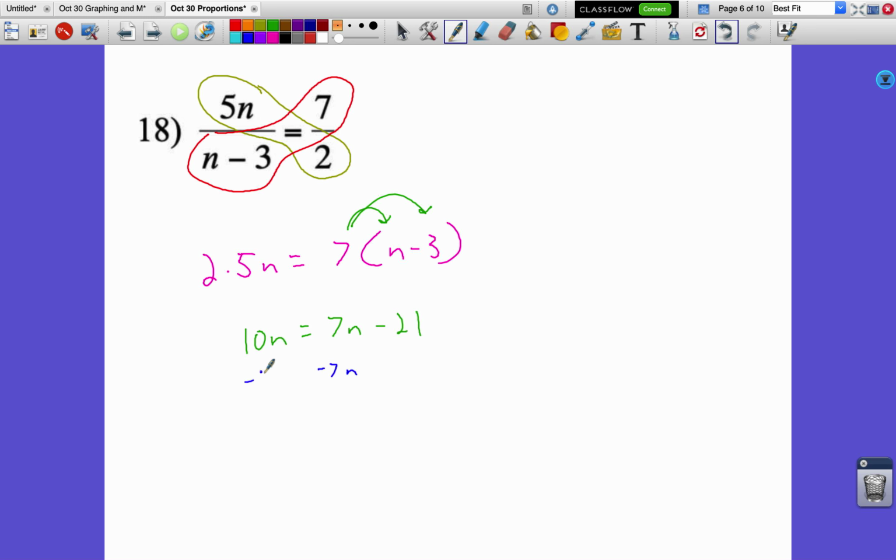We'll move the n's to one side, so now we've got 3n equals negative 21. Got to leave that negative behind, even when we move the 7n over. And now this 3 is multiplying the n, so I get rid of it by dividing it from both sides. And I get n equals negative 7.